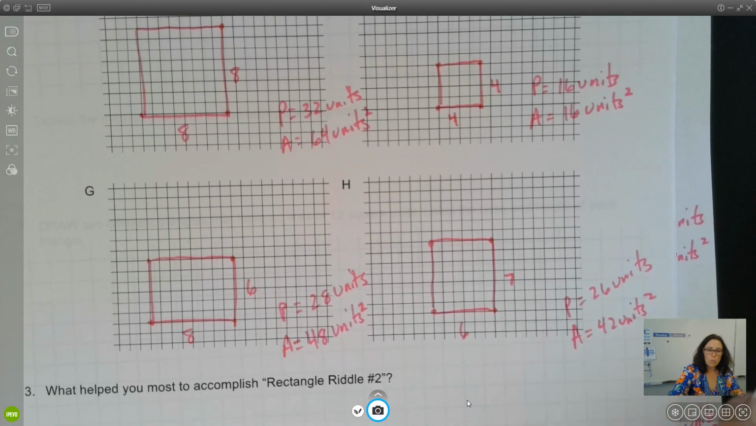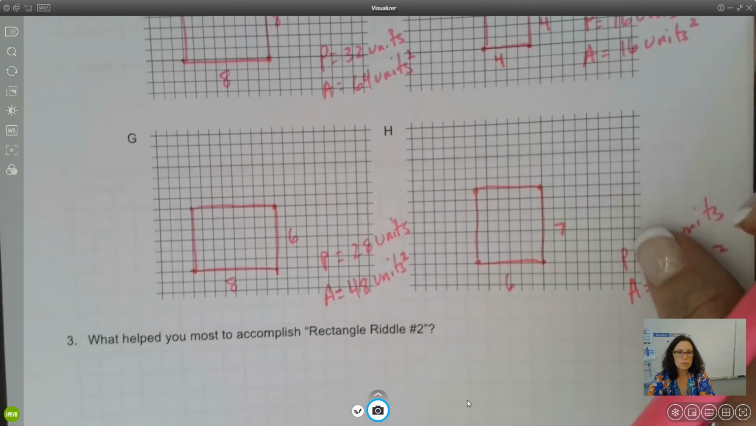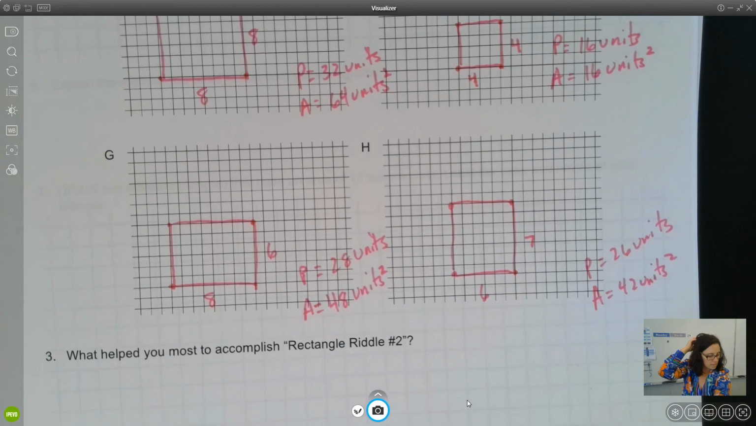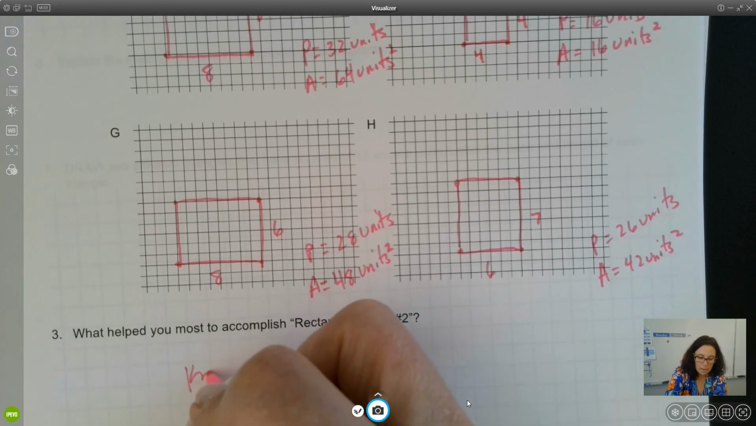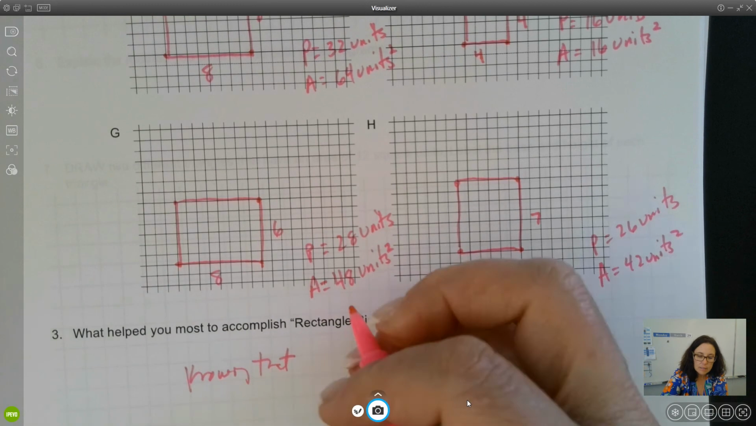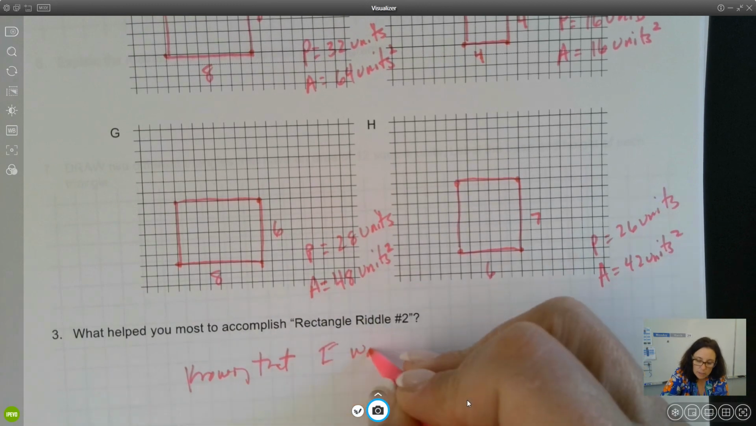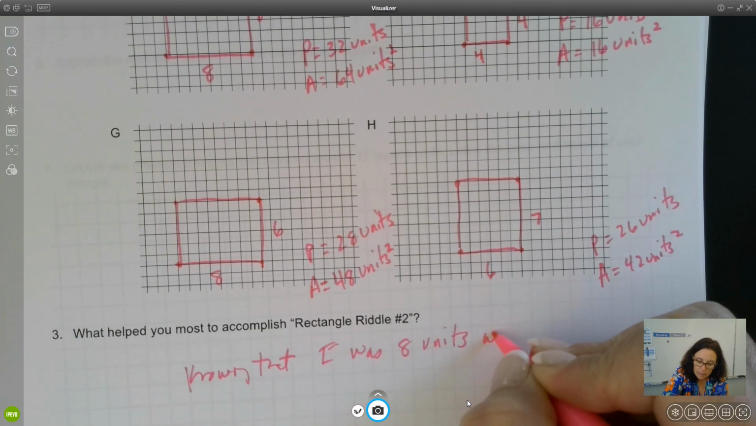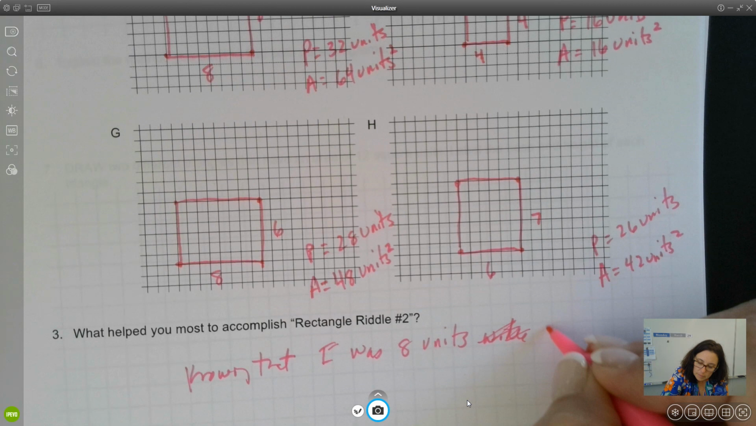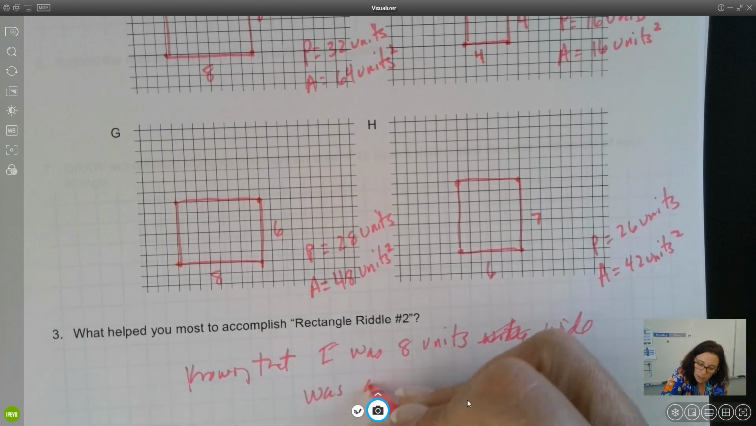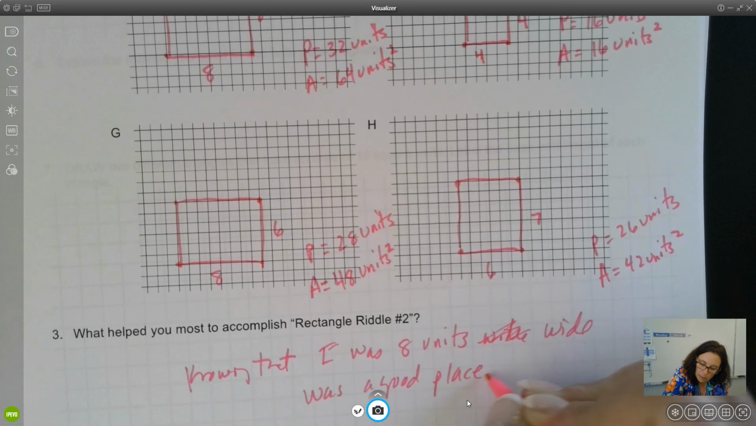All right, so what helped me most to accomplish this riddle? Okay, I think knowing that E was 8 units wide helped me start. That helped me get started. And then I kind of had a list of possibilities. Knowing that E was 8 units wide was a good place to start for me.